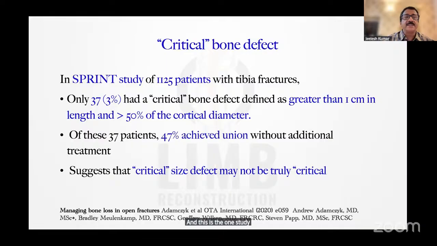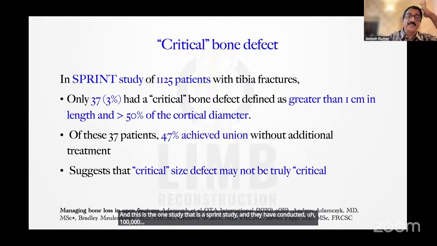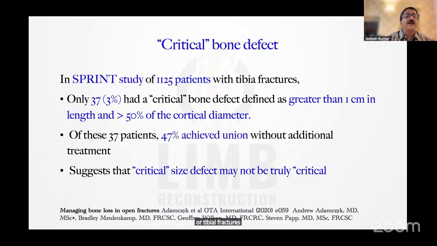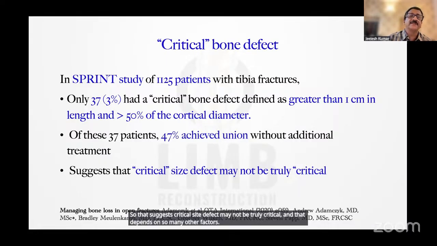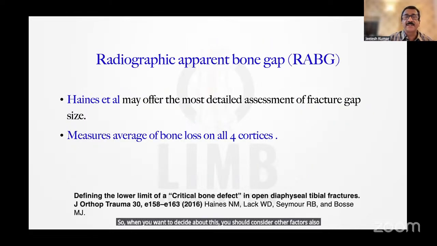This is one study, the SPRINT study, in which they included 1,125 patients with tibial fractures. Only 37 patients, that is 3% of these patients, had a critical bone defect, defined as greater than 1 centimeter in length and more than 50% of the cortical diameter. Of these 37 patients, 47%, almost 50%, achieved union without additional treatment. That suggests a critical size defect may not be truly critical, and that it depends on so many other factors. So you should consider other factors also before you start treatment.